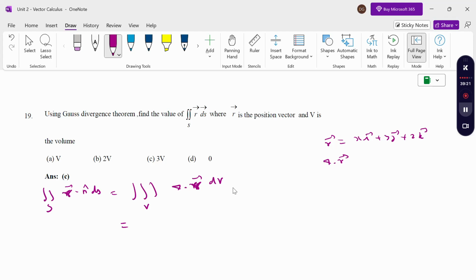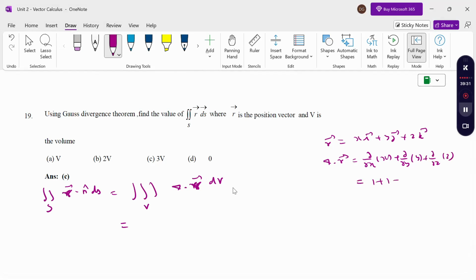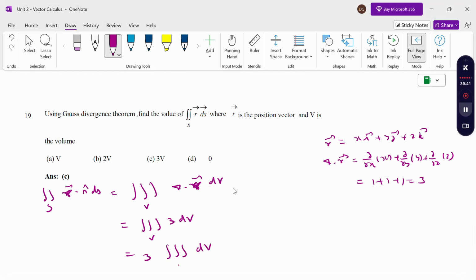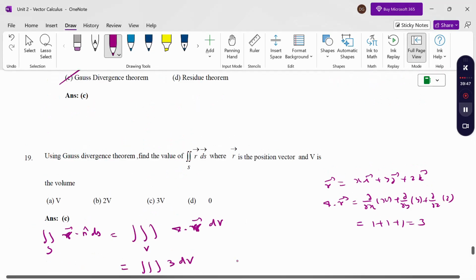Now del dot r vector is dou by dou x of x, dou by dou y of y, dou by dou z of z. Now the value is 1 plus 1 plus 1, 3. So this is a triple integration 3 dV over V. Therefore 3 I am taking out, triple integral dV is nothing but volume. Therefore 3 times the volume. The option is C.